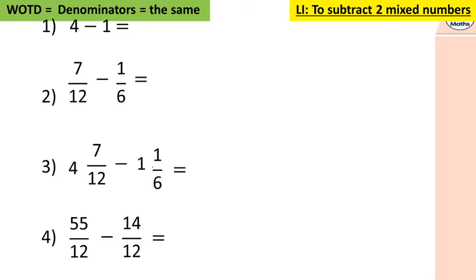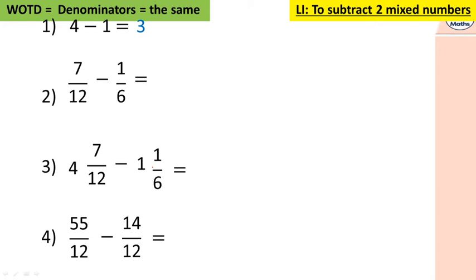Okay, so the first question is just 4 minus 1. That represents when you are taking away fractions and the denominators are the same. So if you had 4/6, take away 1/6, all you really need to worry about there is the 4 take away the 1. So 4 minus 1 is 3, much like 4/6 take away 1/6 is 3/6. So 4 take away 1 is 3.